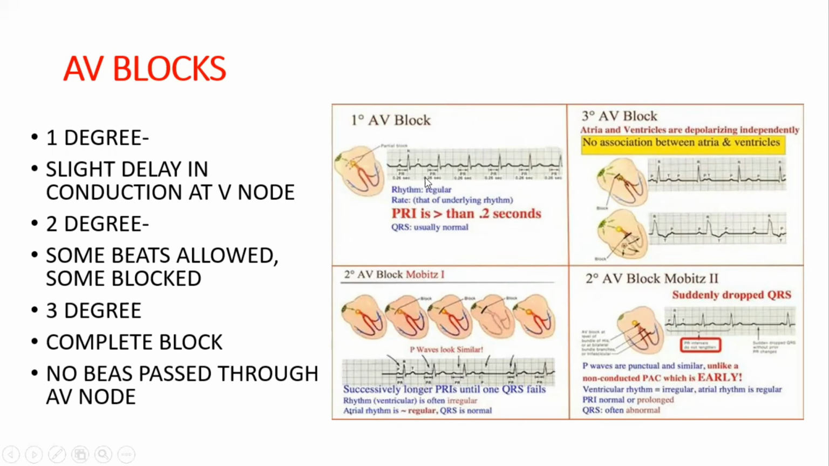Here, first degree AV block, PR interval is prolonged, that is more than 0.2 second. Second degree AV block or Mobitz type 1, successive longer PR interval prolongation occurs until one QRS fails to occur. Mobitz type 2, suddenly dropped QRS with PR interval normal. QRS is often abnormal. Third degree AV block, there is no association between atria and ventricle.